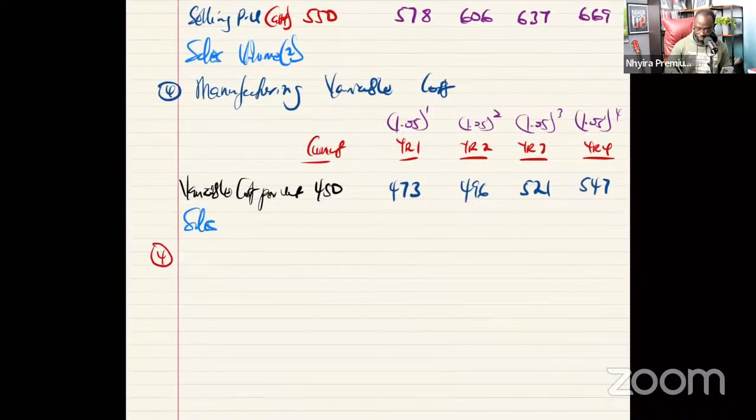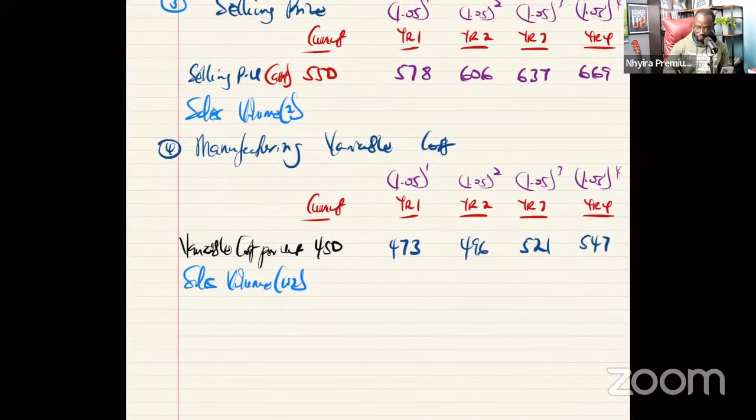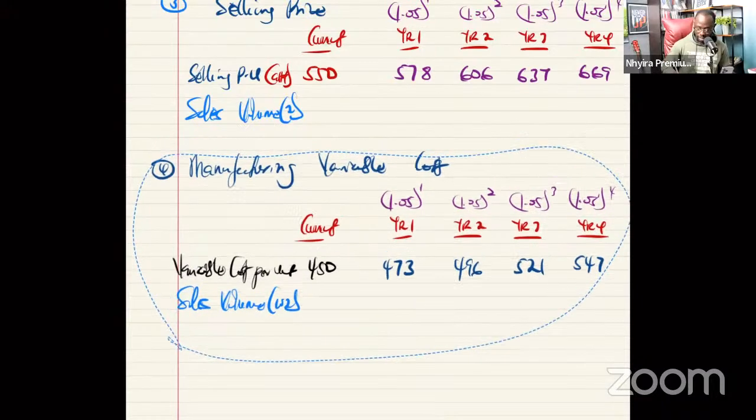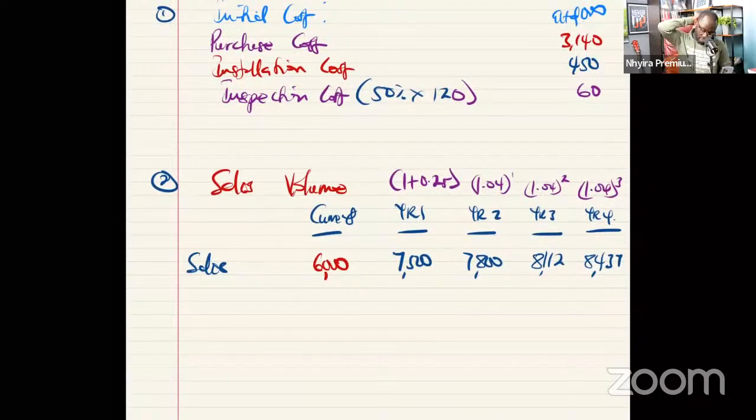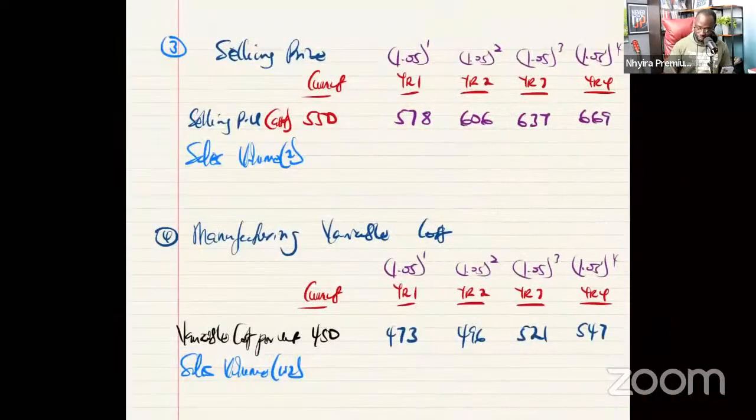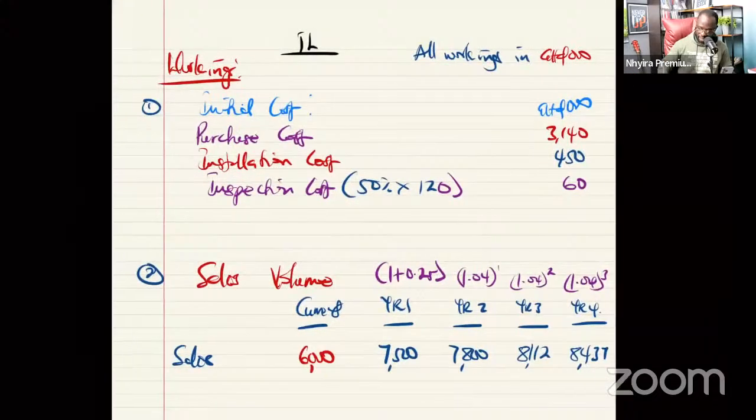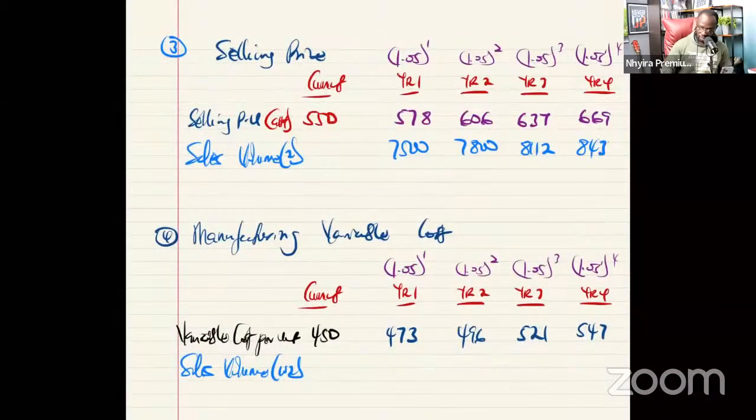Sales volume, which is from working stew. So let me bring this a little bit down. What do we have? 75, 78, 8112, 7005, 7008, 8112, and then 8437. So we multiply these up respectively and get our sales in Ghana cedi.